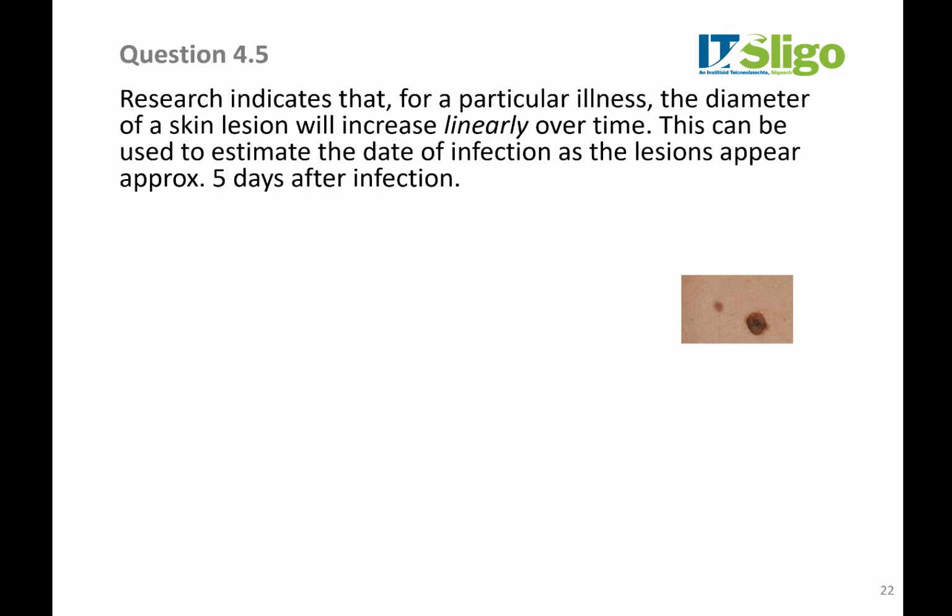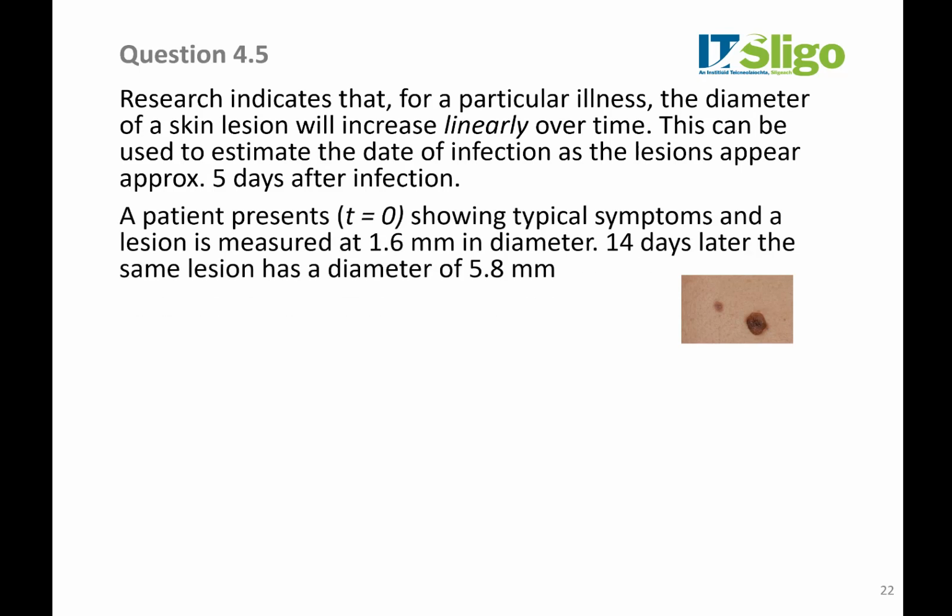Here's a picture of a lesion. So the doctor would simply measure what's the diameter of the lesion, and then you'd come back a while later and you could measure it again. So a patient presents. So this is the first measurement that's taken, guys. This is a really important point. The first measurement you take in any kind of an experiment is usually t is equal to 0. So a patient presents showing typical symptoms, and a lesion is measured at 1.6 millimeters in diameter. 14 days later, the same lesion has a diameter of 5.8 mils.